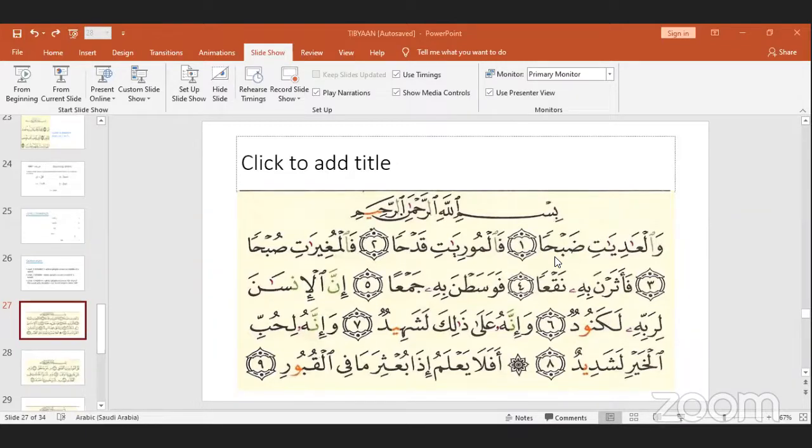بسم الله الرحمن الرحيم والعاديات ضبحا فالموريات قدحا فالمغيرات صبحا فأثرن به نقعا فوسطن به جمعا.